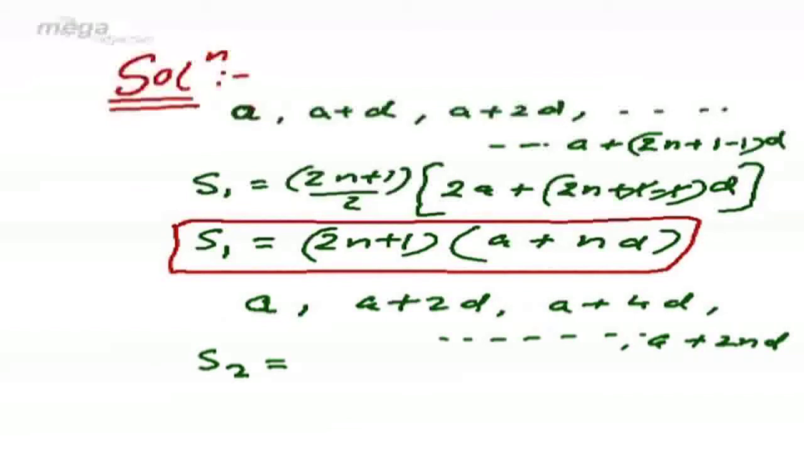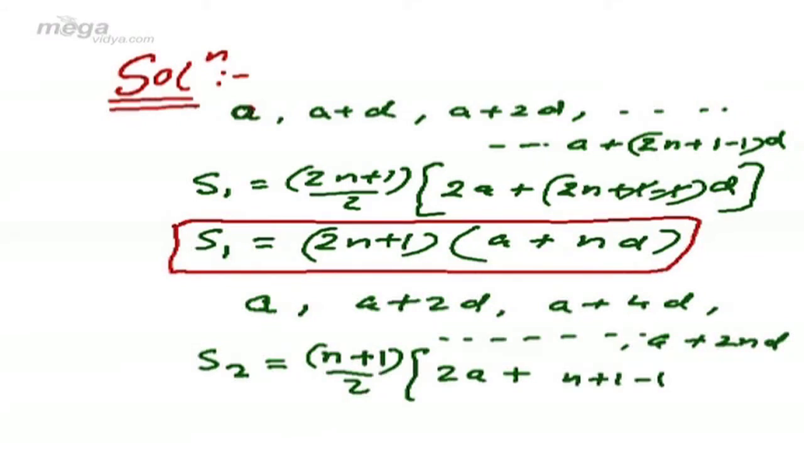Because it will start from a, the sum of odd terms is equal to n by 2. It is (n plus 1) by 2. This one is 2a plus, the first term is a plus 2d, a plus 4d, and this is a plus 2nd. But the number of terms is n plus 1, therefore (a plus n) by 2. And this is 2a plus (n plus 1 minus 1).